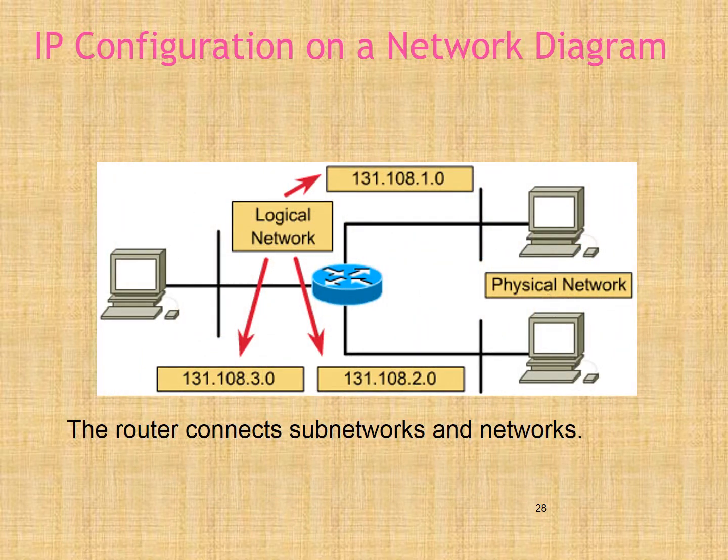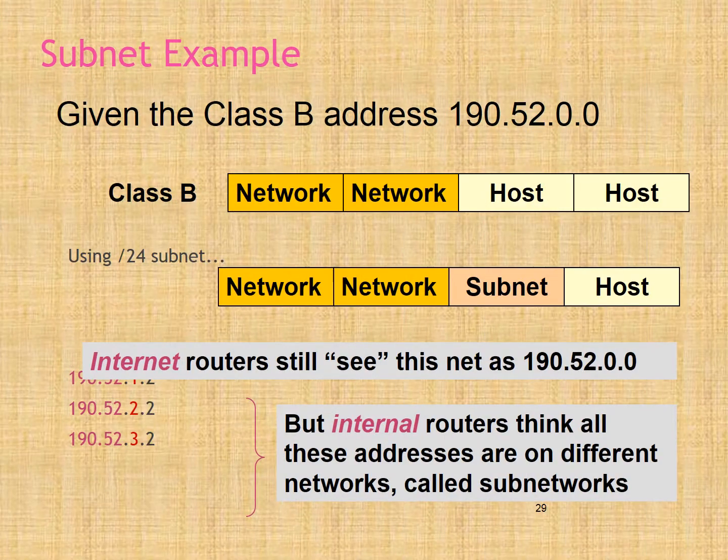Navigation on a network diagram: a logical network 131.108.0.0, and physical networks 131.108.3.0 and 131.108.2.0. The router connects the subnetworks and the network. Subnet example, given the class B address 190.25.0.0, a class B network with 16 host bits: the internet routers still see this net as 190.25.0.0, but in terms of the router, all these addresses are on different networks called subnetworks.